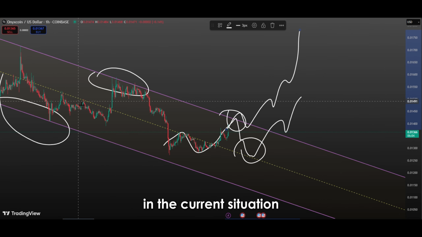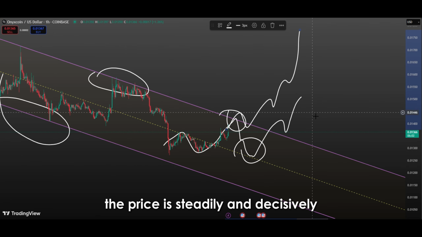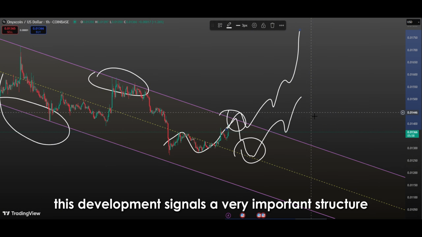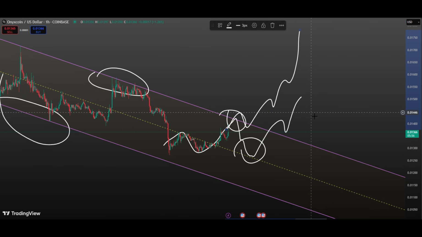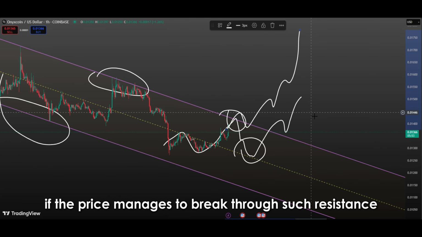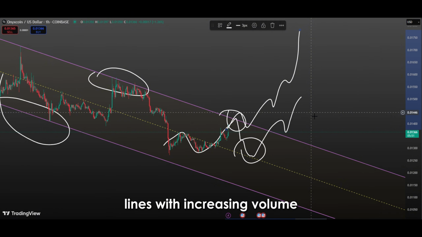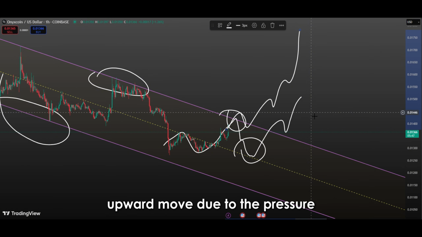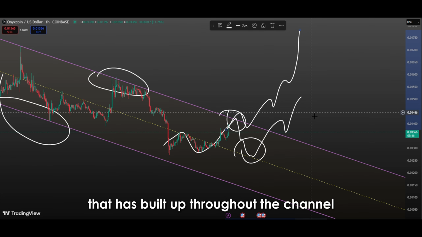In the current situation, the price is steadily and decisively moving toward the upper boundary of this descending channel. This development signals a very important structure that investors should monitor closely. If the price manages to break through such resistance lines with increasing volume, it often triggers a much stronger and more sustained upward move due to the pressure that is built up throughout the channel.